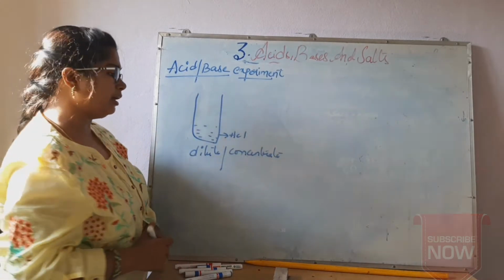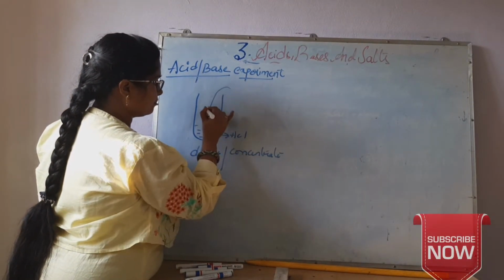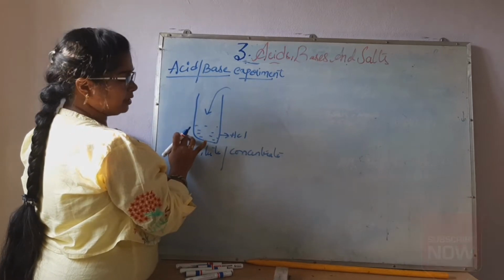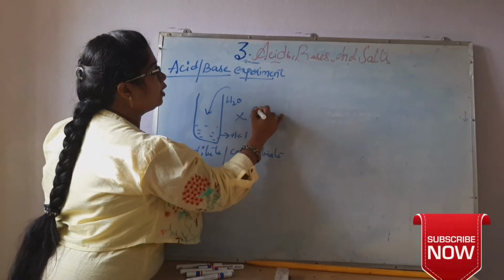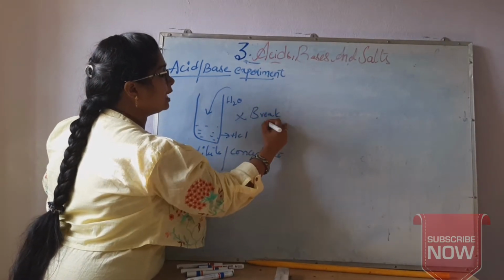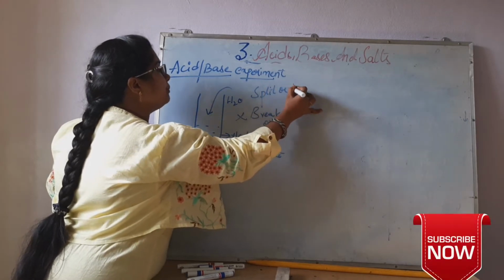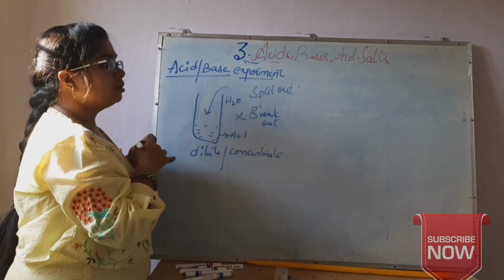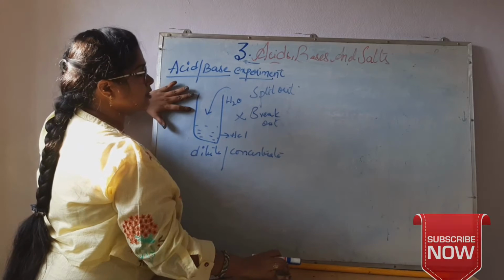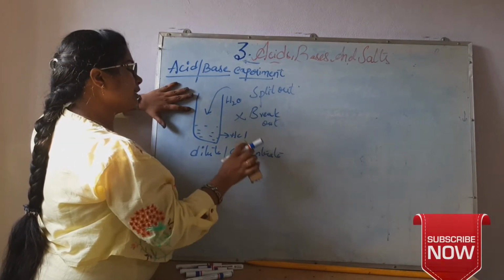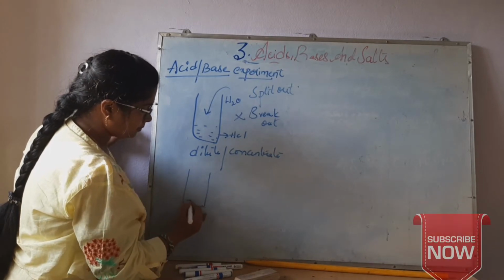In the same way, if you pour water into HCl, it splits into H+ ions. If you add water, immediately it will break down, split out, and a huge damage may happen. So you are not supposed to add water to the acid. It will be a big danger. Then what you need to do? Take water.